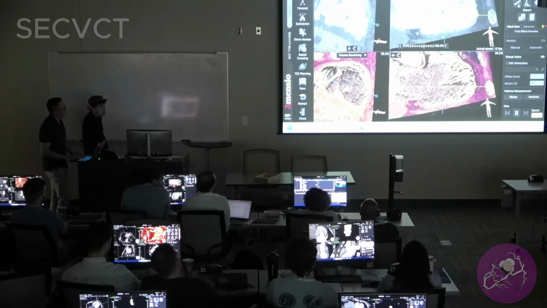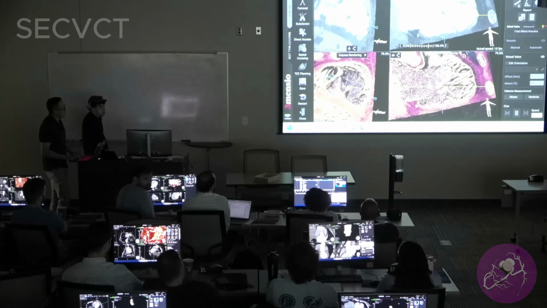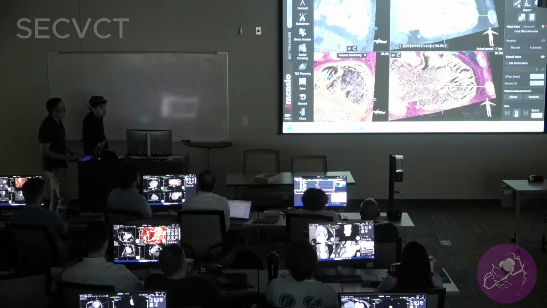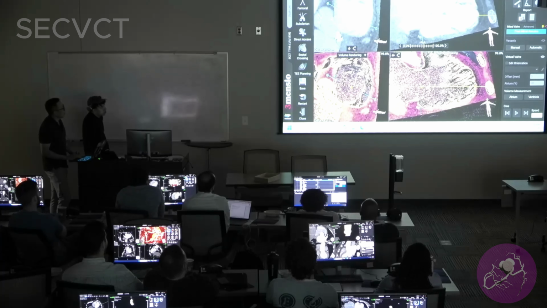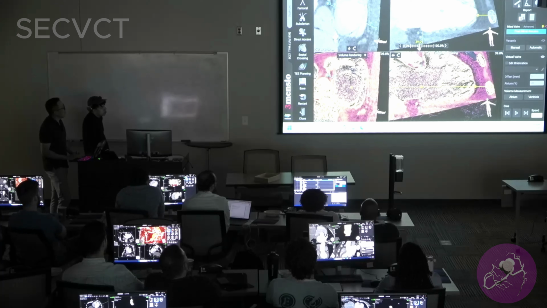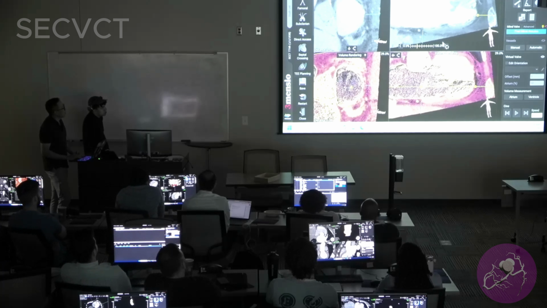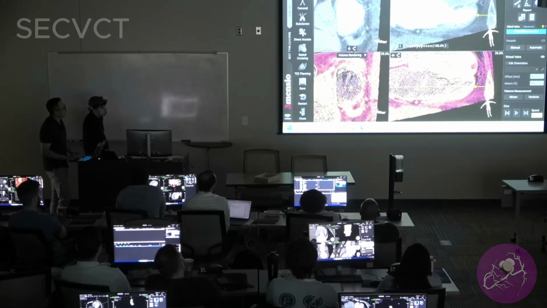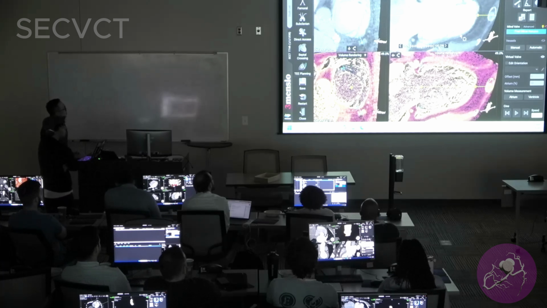This looks to me like a pretty straightforward case to put a valve in if the sizing is okay. The way that we size the annulus is we make measurements of the annulus in systole and in diastole. That will help dictate what size valve. There are 4 different sizes of the Evoque. So probably early diastole versus late systole.